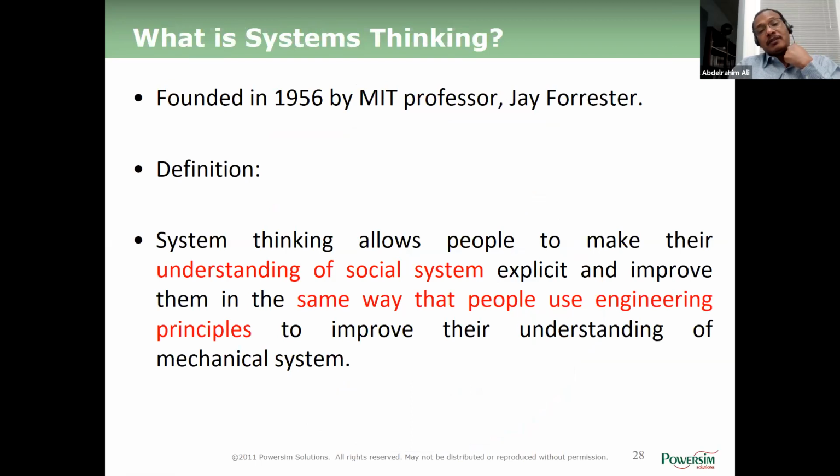Systems thinking as a field was founded by the late Professor Jay Forrester at MIT in 1956, and he defined it as allowing people to make their understanding of social systems explicit and improve them, in the same way that people use engineering principles to improve their understanding of mechanical systems. Because Forrester was an engineer, and he is the founder of the MIT business school, and that business school is designed in a different way.